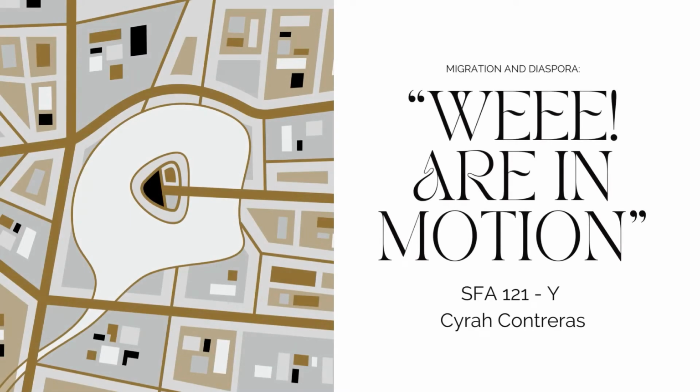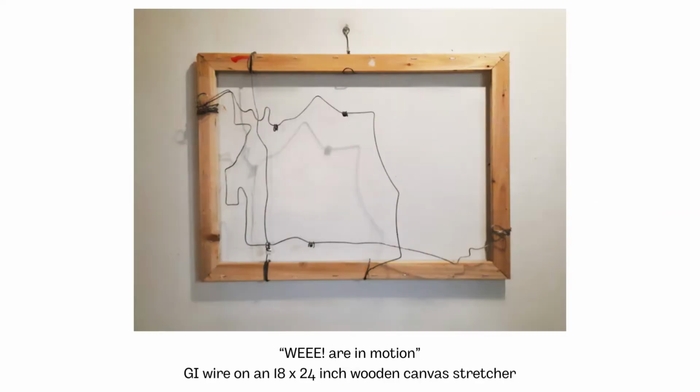Hello. This is my output for the Migration and Diaspora plate. It's entitled "We Are in Motion." So this is what my work looks like. It's a 3D wall-bound sculpture. It's made of GI wire on an 18 by 24-inch wooden canvas stretcher.